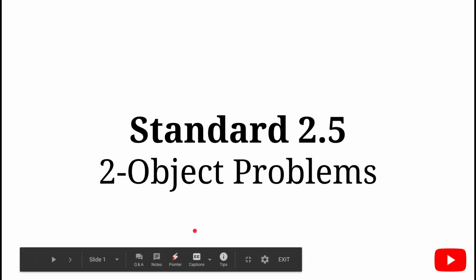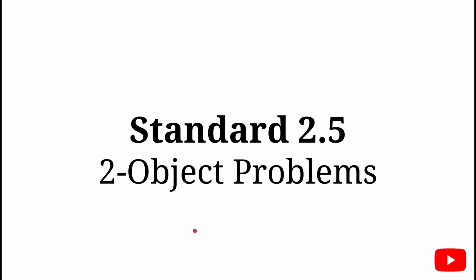These are the notes for standard 2.5, which is solving problems with two objects that are moving, at least one of them with a constant acceleration. And to describe this standard, we're just going to do two example problems.